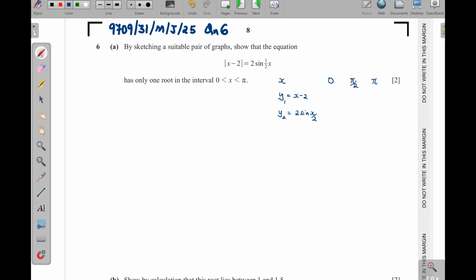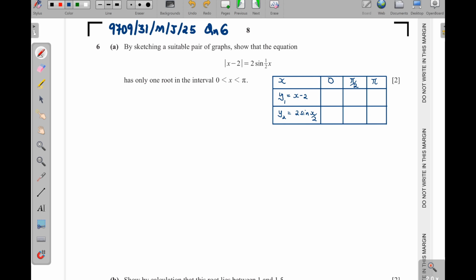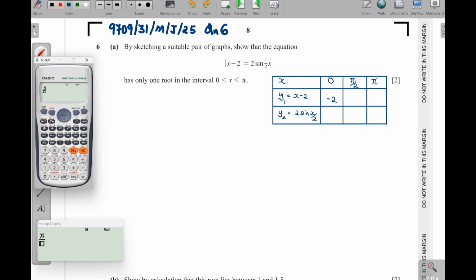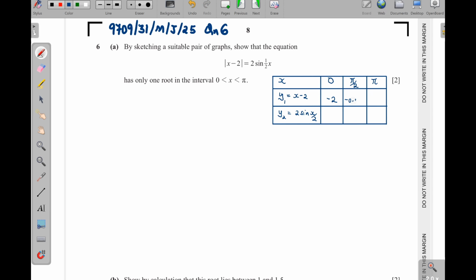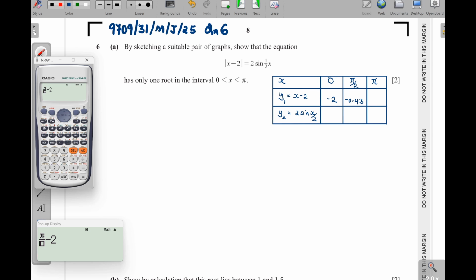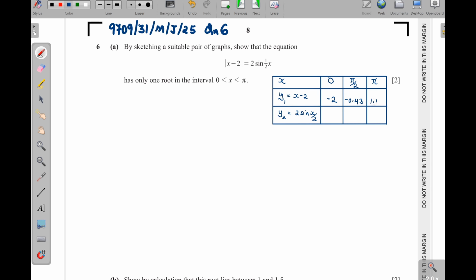Those three are enough. When x is 0, then y is negative 2. And then when we put pi over 2 here, then minus 2, what do we get? Pi over 2, then minus 2. That one is negative 0.429, which I can say 0.43. How about when we put pi? I will take away this, and then I say pi minus 2. And that one is 1.14.